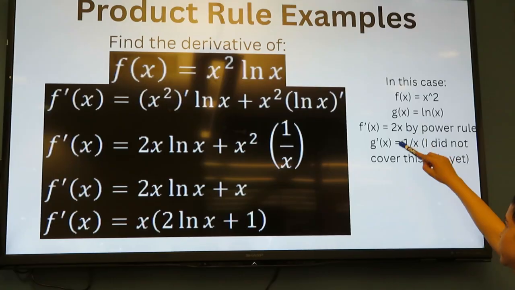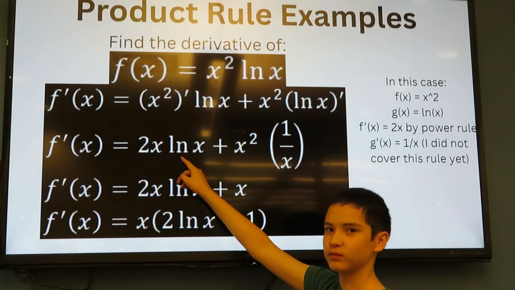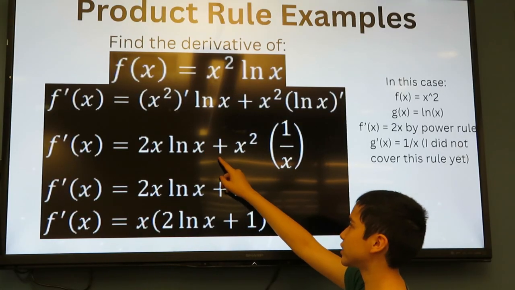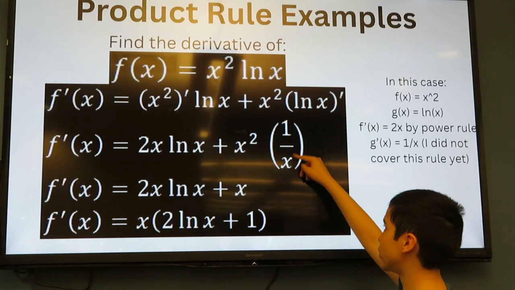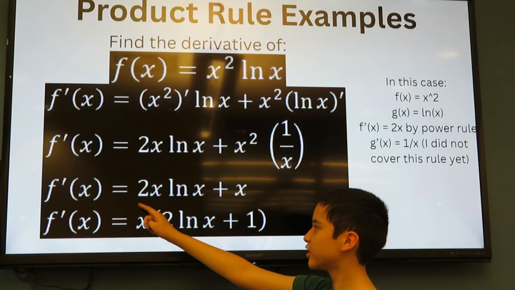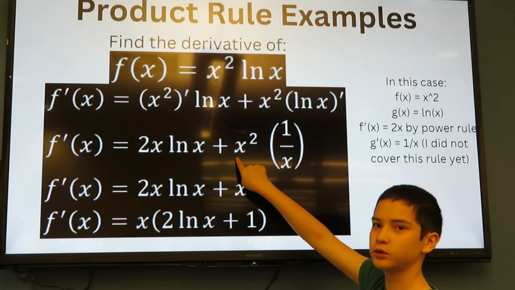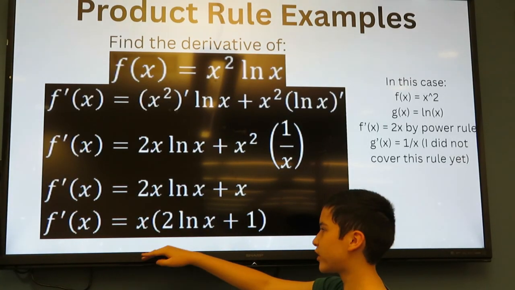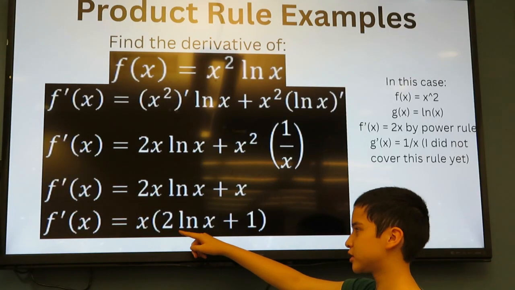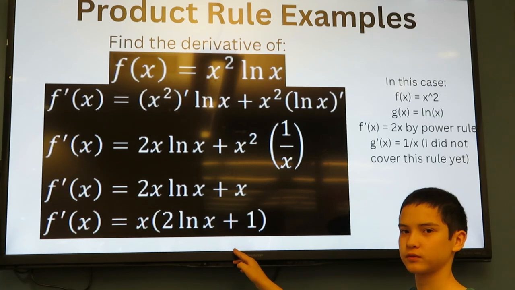So using the rules over here, we get f prime of x equals 2x times natural log of x plus 2x times 1 over x, as shown here. Then we get f prime of x equals 2x natural log of x plus x, since we can cancel these two out. So our final answer would be f prime of x equals x times 2 natural log of x plus 1 once we factor out the x.